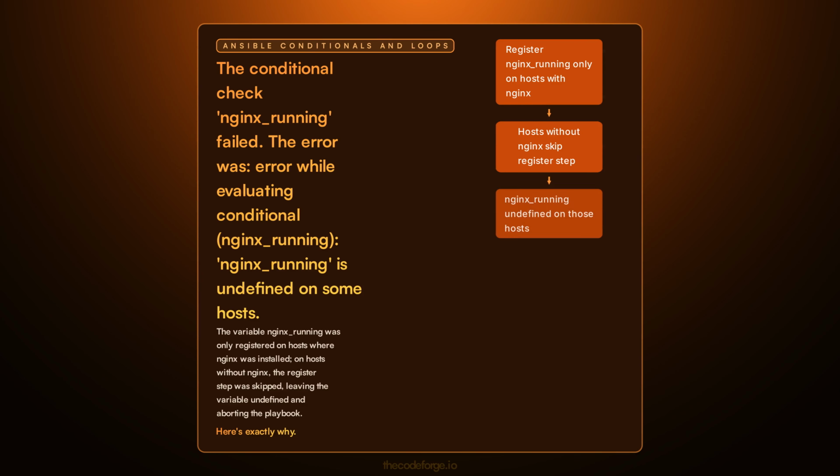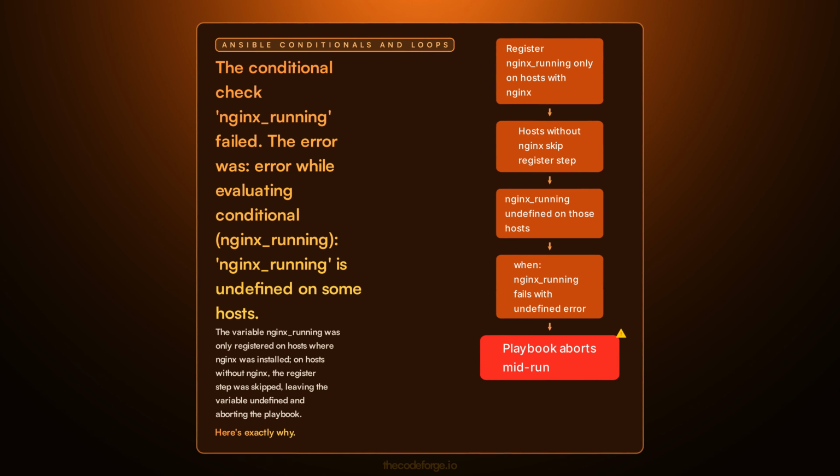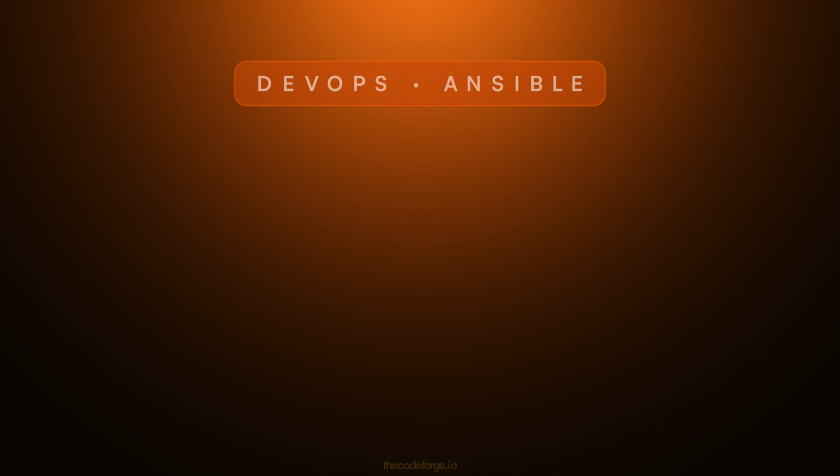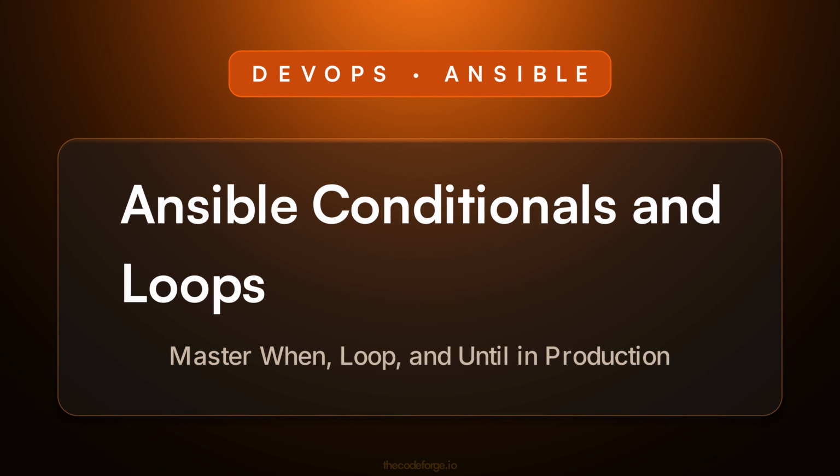A playbook aborted with "nginx_running is undefined" on some hosts. The root cause: the variable was only registered where nginx was installed, leaving it undefined elsewhere. Let's break down Ansible Conditionals and Loops, how it works, and the exact mistake behind that failure.